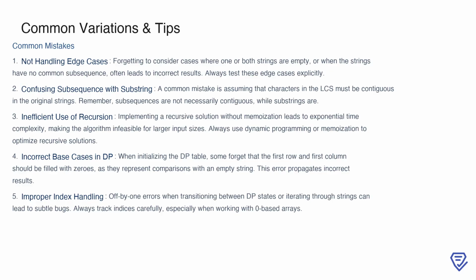Additionally, while recursion might feel intuitive, using it without memoization can make the solution impractically slow, especially for larger inputs, due to exponential time complexity. Instead, dynamic programming or memoization is essential for efficiency. Speaking of dynamic programming, initializing the DP table correctly is another area where mistakes often occur. The first row and column should be filled with zeros, representing comparisons with an empty string. Missing this step leads to errors. Finally, index handling deserves attention, as off-by-one errors are common when transitioning between DP states or iterating through strings. Careful tracking of indices can save you from subtle yet frustrating bugs.